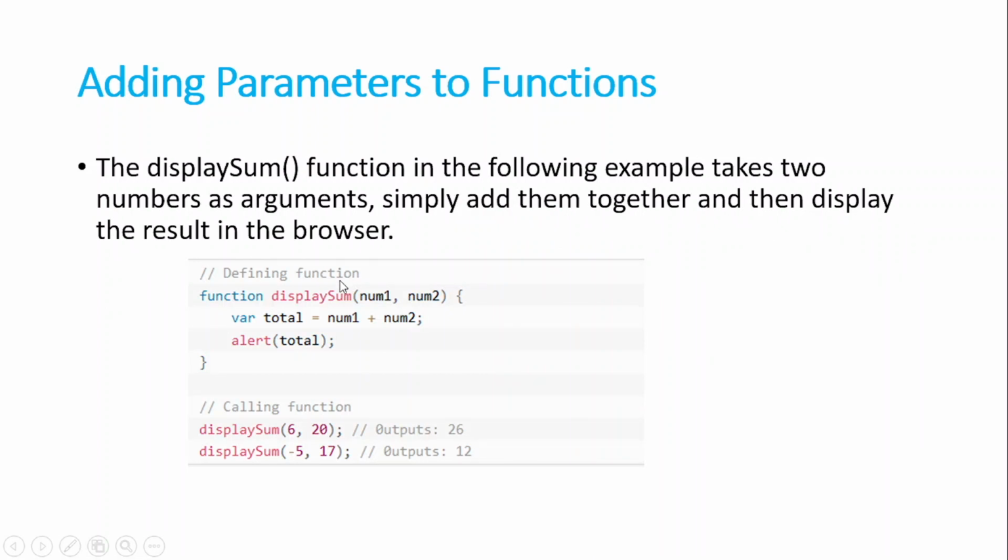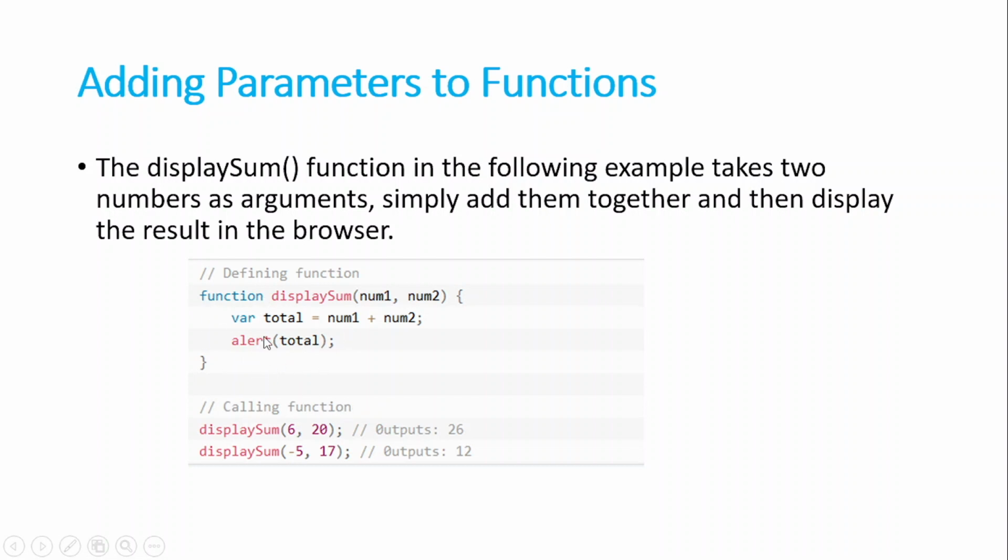Let me just show you the example. You can see here we are creating a function displaySum, and we are getting two parameters, num1 and num2, and then we are creating a new variable total, and then we are just summing all those numbers which we got from the parameters. So num1 plus num2, so the values which will be passed in the function, we are getting the sum, and we are just storing it inside a total variable, and then we are just alerting it out.